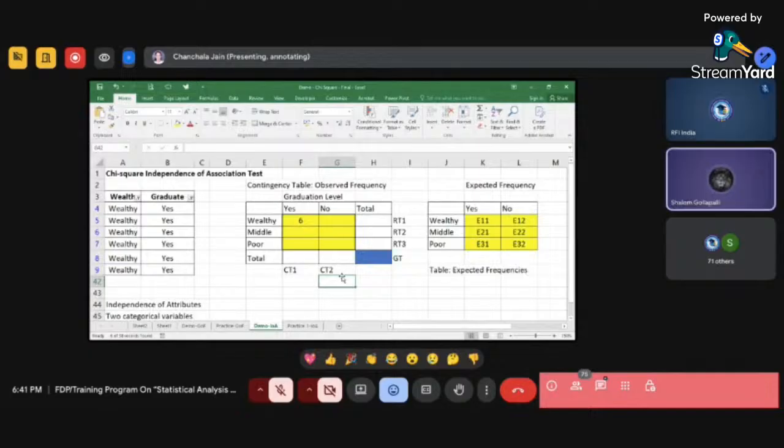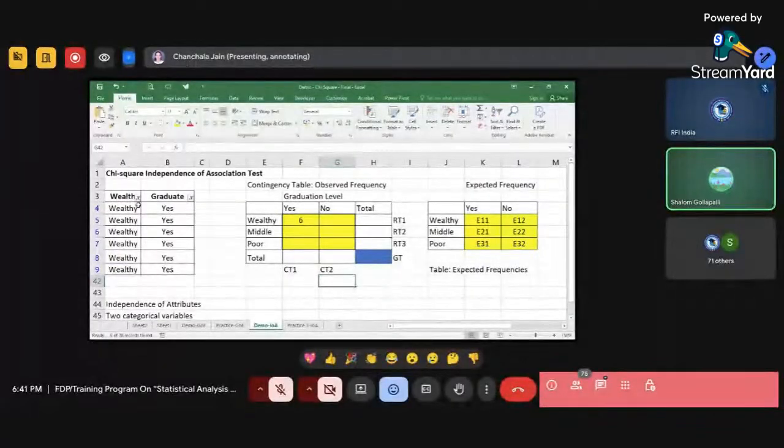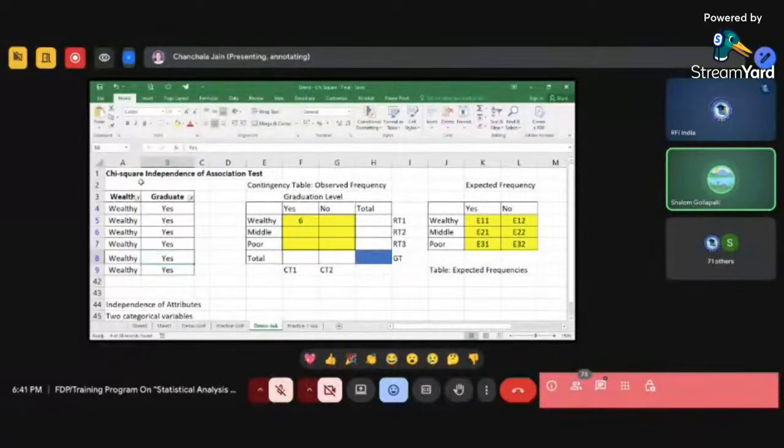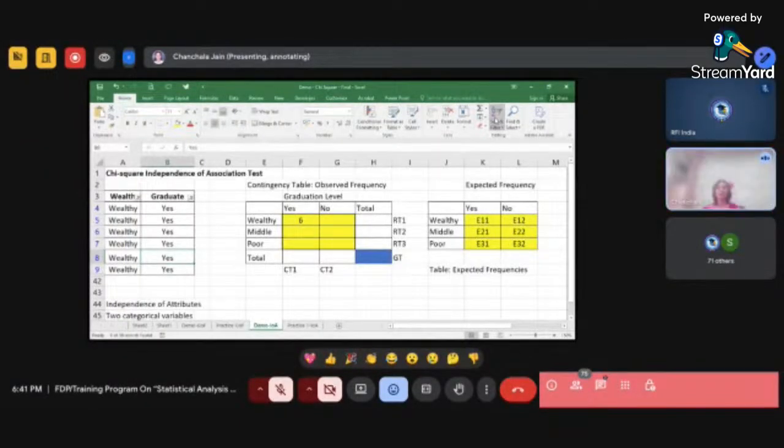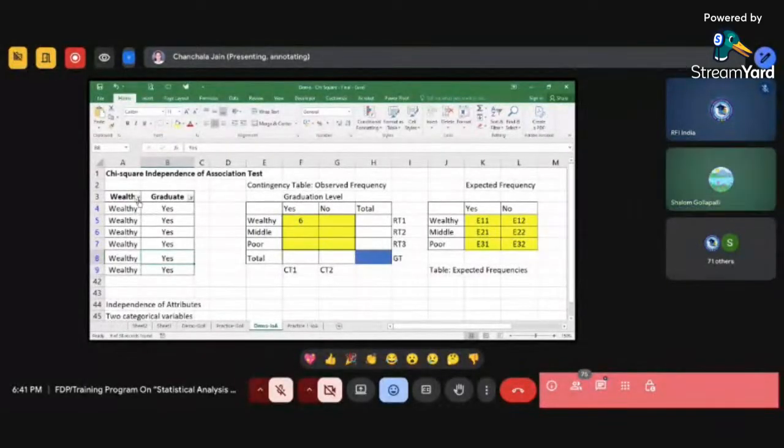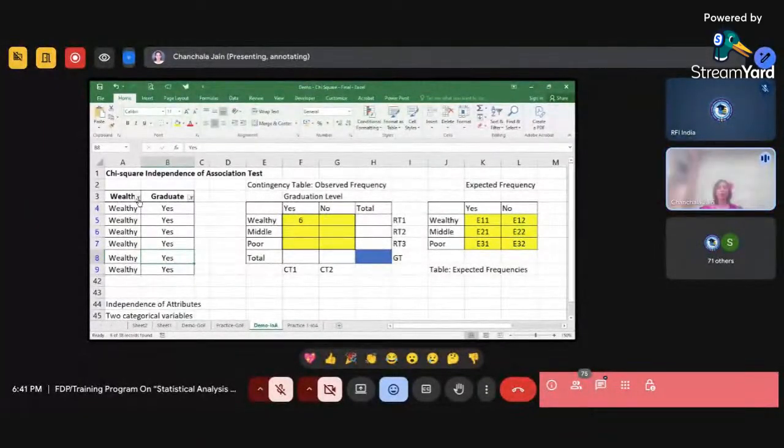Ma'am, can you please repeat those steps from the home page? Sort and filter. You click on the drop down. You need to select the filter here. Okay, ma'am. Filter is applicable. Drop down will be available. You can click on the drop down and one by one you can make all the combinations. Wealthy, yes; wealthy, no; middle, yes; middle, no; poor, yes; and poor, no.